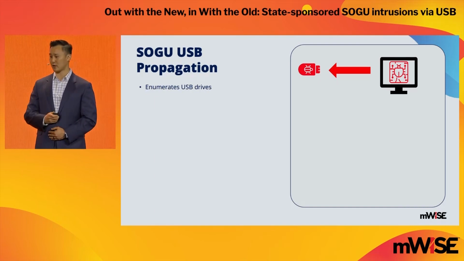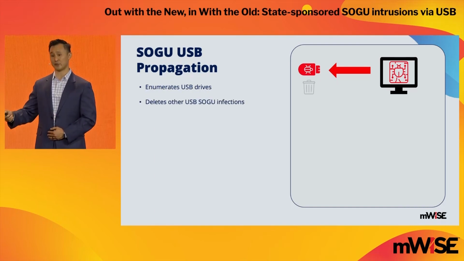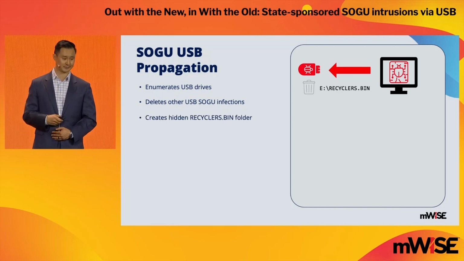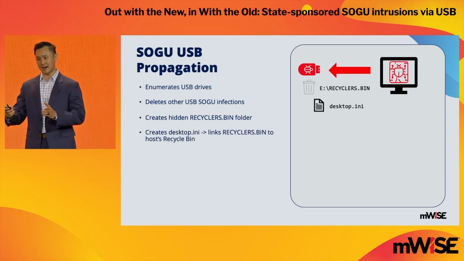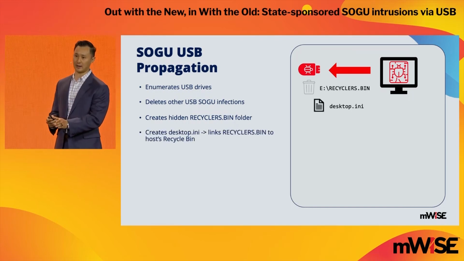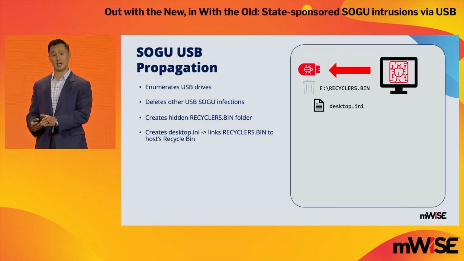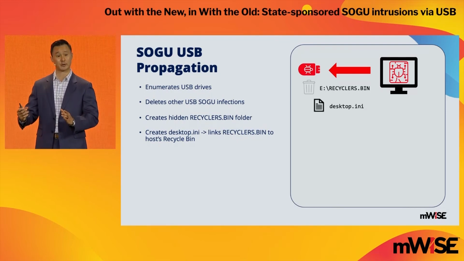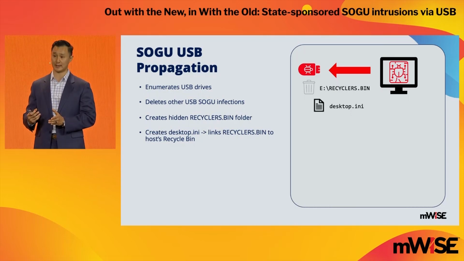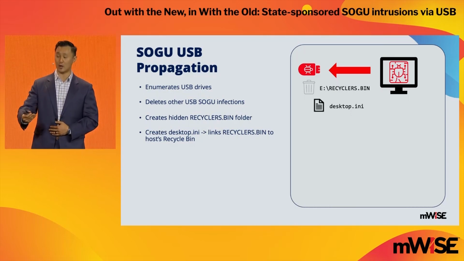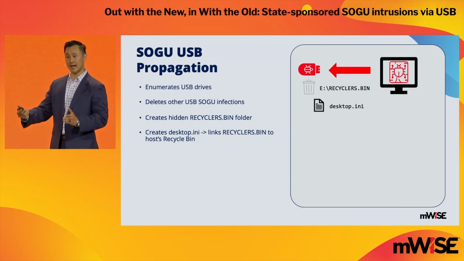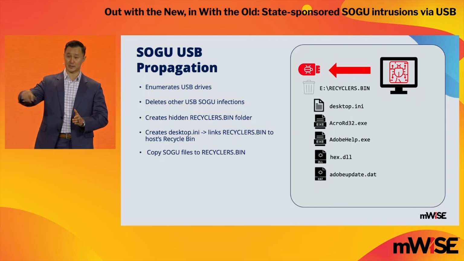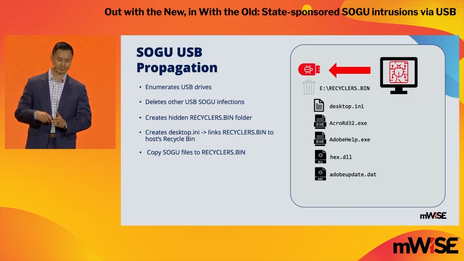So it enumerates USB drives, it deletes SOGU infections on those USB drives, and then in the root directory, it creates a hidden recyclers bin folder. And what's interesting is, inside that folder, they create a desktop INI file, and the contents of that file associate this hidden recyclers bin folder to the host's actual recycle bin. So if the victim were to try to open this folder, they're redirected to the host's actual recycle bin. So this protects the folder, and the malware copies the SOGU files into this folder.